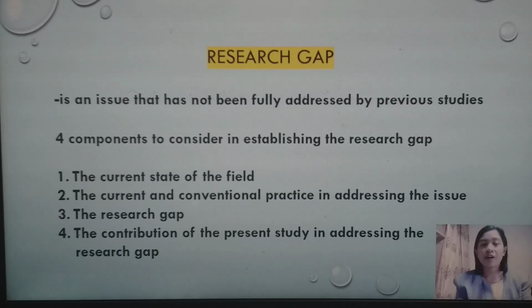Number three, the research gap. This is where you state that in spite of all the interventions done, the issue or the problem continued to exist. This is where you convince your readers that there is really a need for you to conduct that study. Number four, the contribution of the present study in addressing the research gap. This is where you state the benefit that readers or other researchers can get from your study.